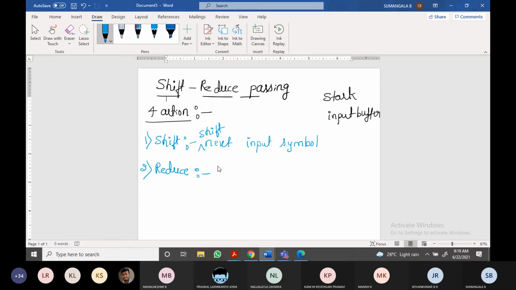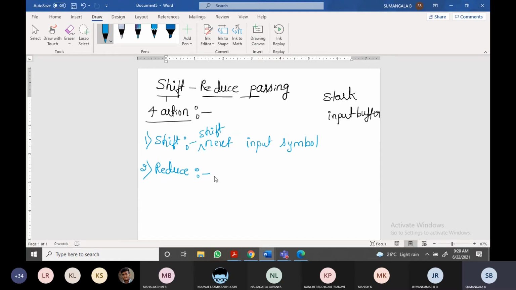Here we are considering the stack. When we are considering the stack, you check the top of the stack. If the top of the stack is matching with the body of the production, that means you consider that as the handle. Whatever symbol we have on the top of the stack, if it is matching with the body of the production, then you apply that production, or you replace that symbol on the top of the stack with the non-terminal.